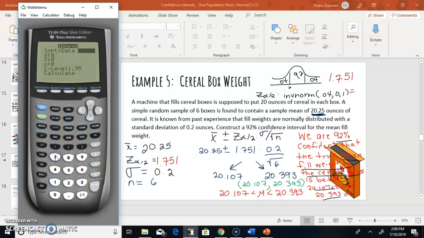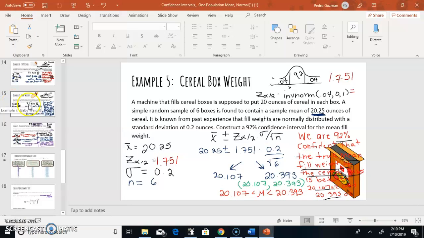So I just hit the number 7. They've given us the statistics, so make sure you highlight stats. And then where sigma is, we're going to put 0.2. X bar is 20.25. N is 6. And our confidence level is 0.92. We go to calculate, and look what we get. 20.107. That was the left. And 20.393. There's the right. It's that easy. Let's look at the next one.